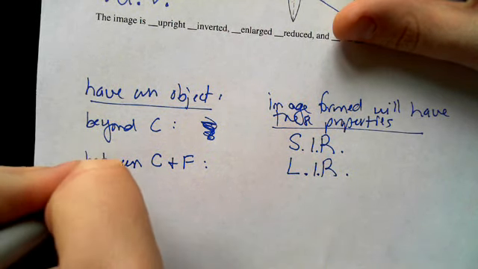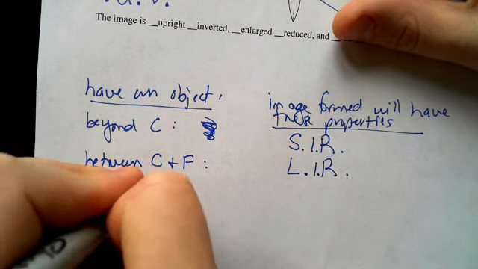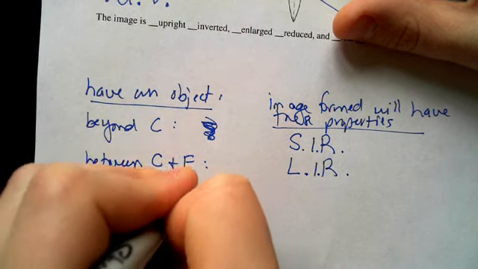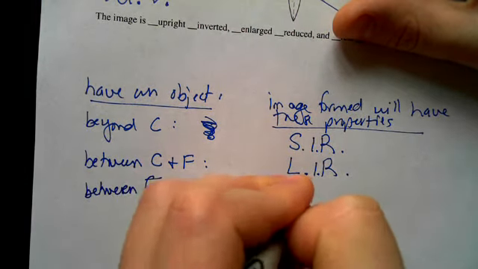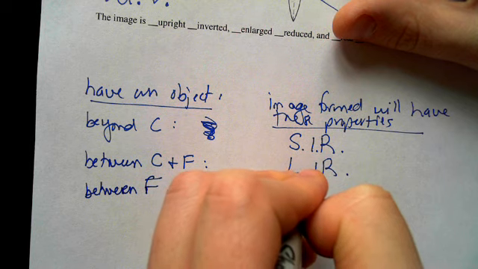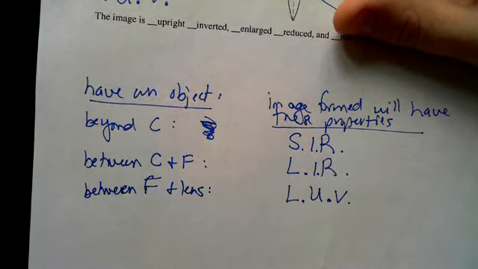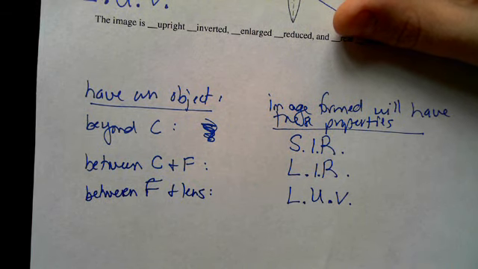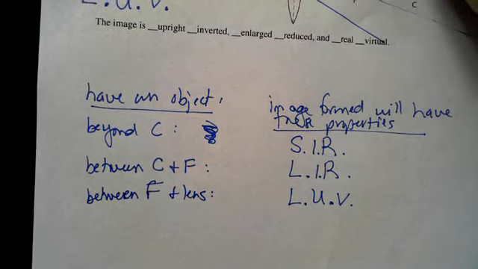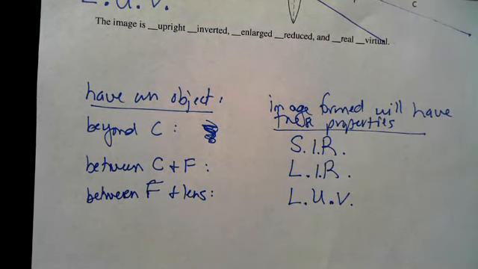And if it's between the focal point and the lens, it's larger, upright, and virtual. SIR, LIR, love. Okay, SIR, LIR, love. That's how you're going to remember that. Those are the different properties that they have. Okay. All right, that's convex.